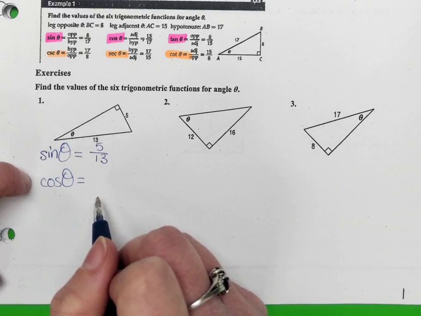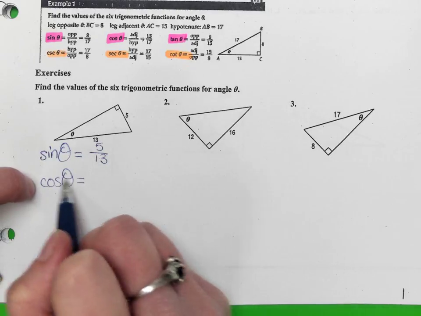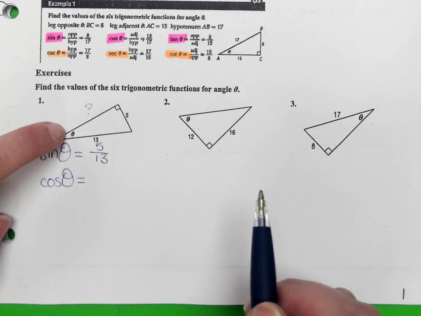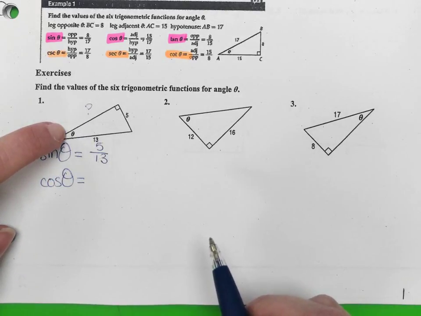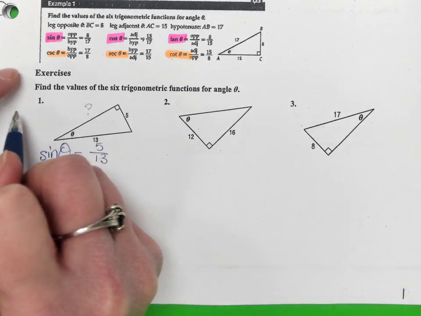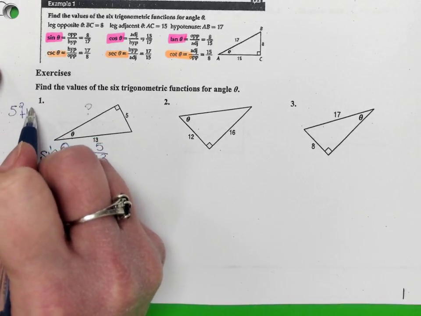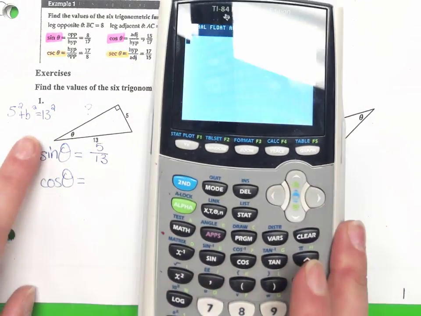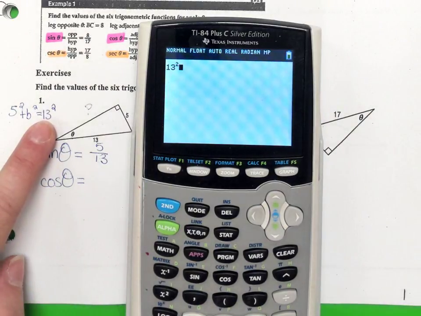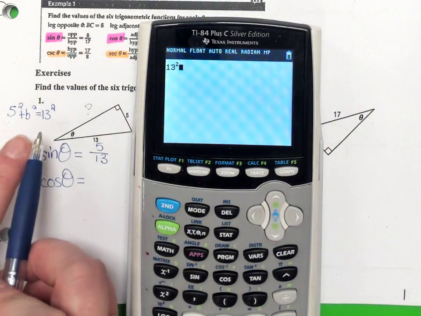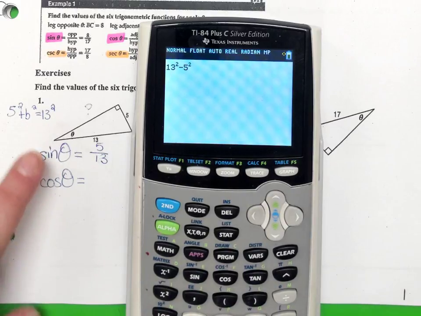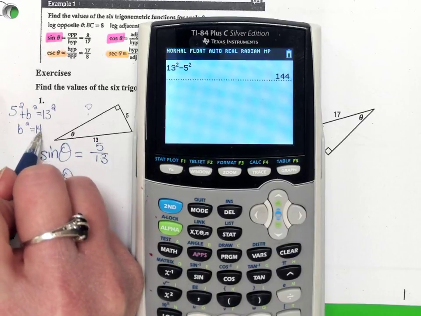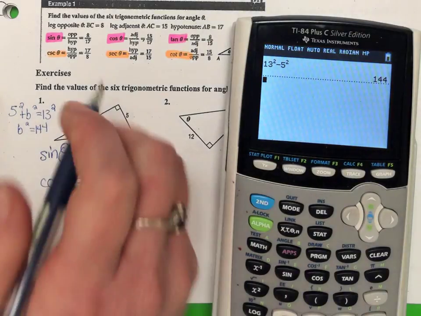All right, cosine, you ready? So cosine is adjacent over hypotenuse. Adjacent is right here. We don't know this one. So how do we figure out that side of that triangle? Pythagorean theorem. Here we go. So 5 squared plus b squared equals 13 squared. You remember that trick I showed you? How am I going to move this 5 squared? So subtract 5 squared. Do it real quick, okay? So b squared equals 144. So what is b? 12. There you go. So this is 12.